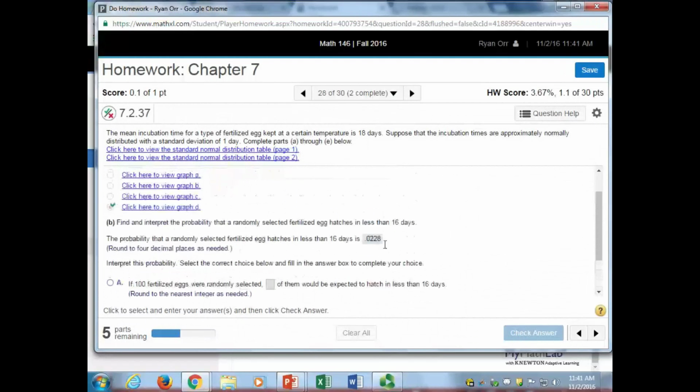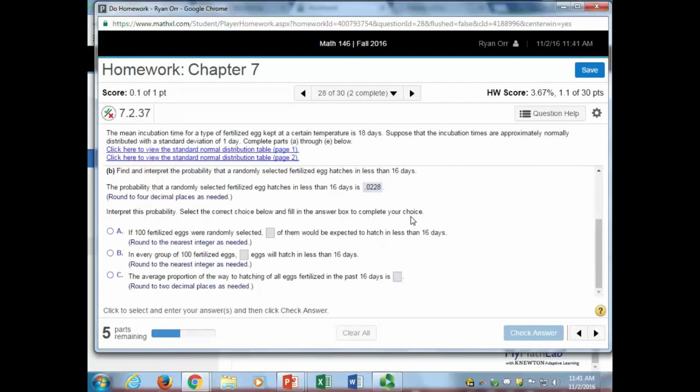The next part says, interpret this probability. So it's saying basically, what does that actually mean? One possibility is, if 100 fertilized eggs are randomly selected, blank of them would be expected to hatch in less than 16 days. In every group of 100 fertilized eggs, blank eggs will hatch in less than 16 days. The average proportion of the way to hatching, I think it means days, to hatching of all eggs fertilized in the past 16 days is blank. One of those is reasonable, 2 of those are not. Why?